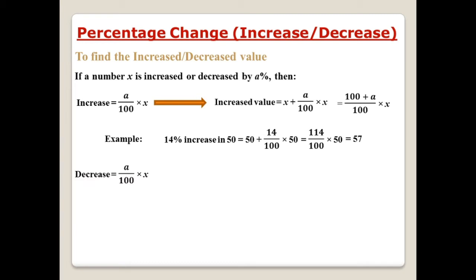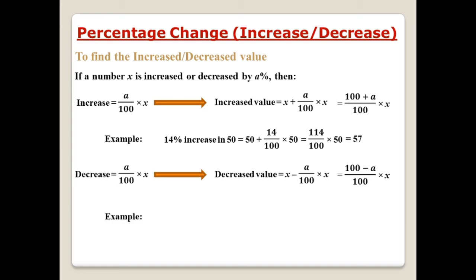Similarly, for decrease, it is a over 100 multiplied by x. But for the decreased value, it is x minus a over 100 multiplied by x. Means you have to subtract the decreased percentage from the original value if you have to find the decreased value. And for the increased value, you have to add that increased percentage. And if you take LCM, it will be 100 minus a over 100 multiplied by x.